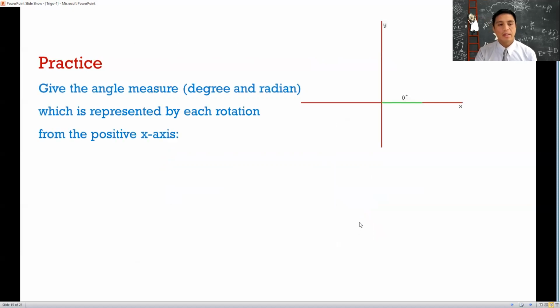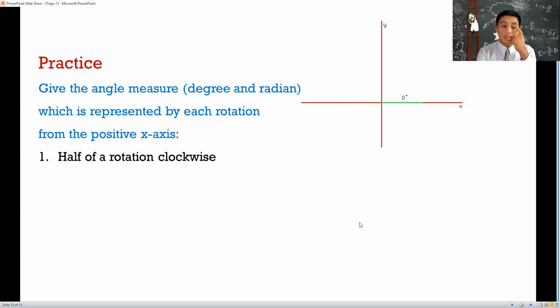Let's have a practice. Given the angle, you have to give your answer in degree and radian measure. If you are still not a master of converting degrees to radians or radians to degrees, I will give you another tutorial, another video, to review how to convert degree measures to radian measures and vice versa. Here we will have an example of finding the angle represented by the following, and it should be rotated from the positive x-axis. It means the angle will be in standard position.